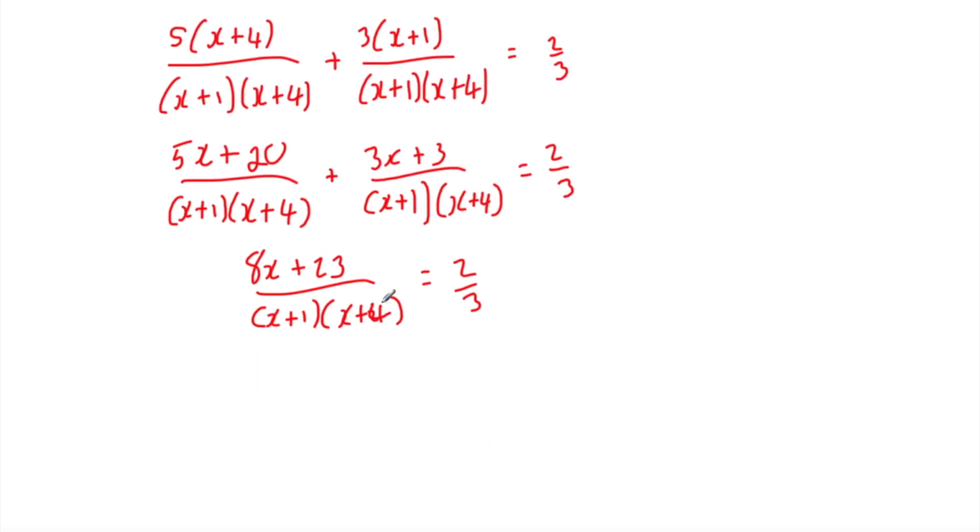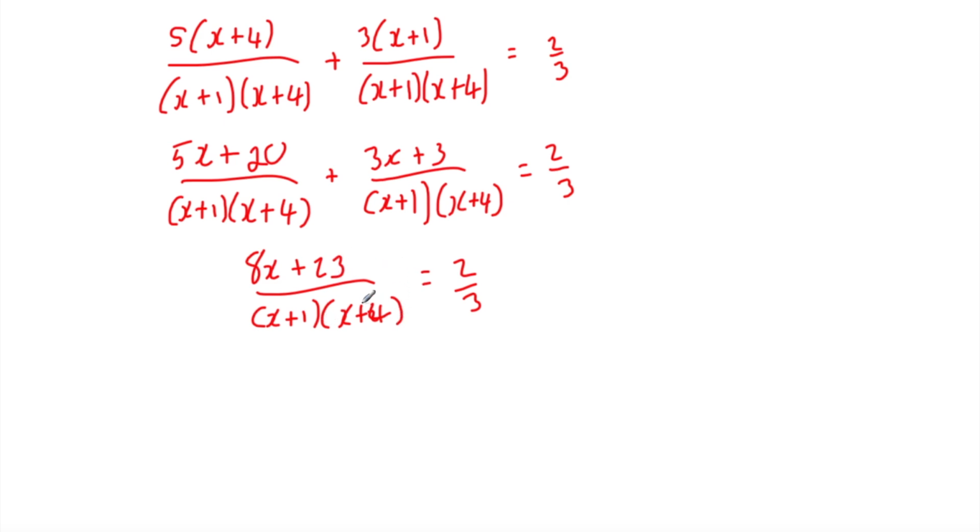Okay, we're getting there. Now at this point we want to get rid of these x's on the denominator here. So what we could do is multiply both sides of this equation by our x plus 1, x plus 4. And then also we could multiply both sides of the equation by 3 to get rid of this 3 in the denominator. Or another way to do it would be to watch the Corbettmaths video on cross multiplication.